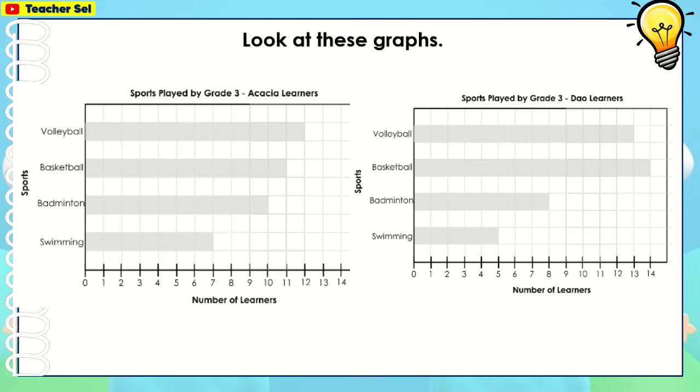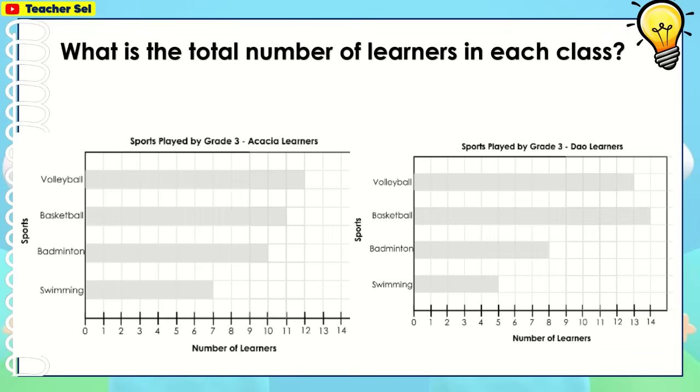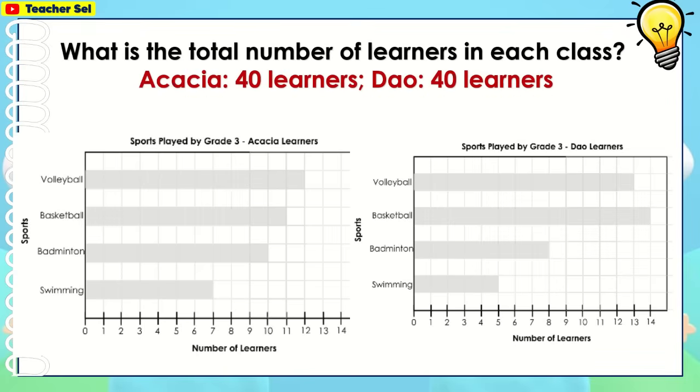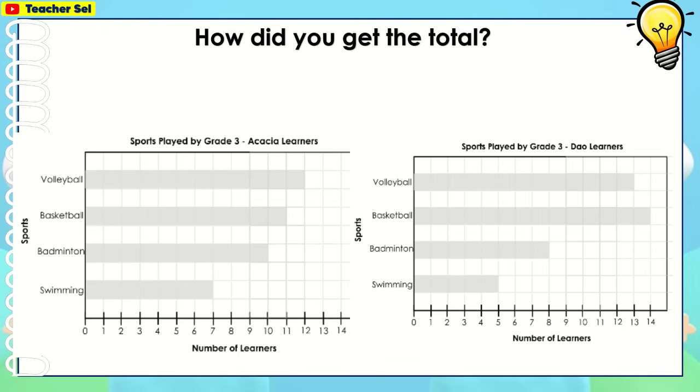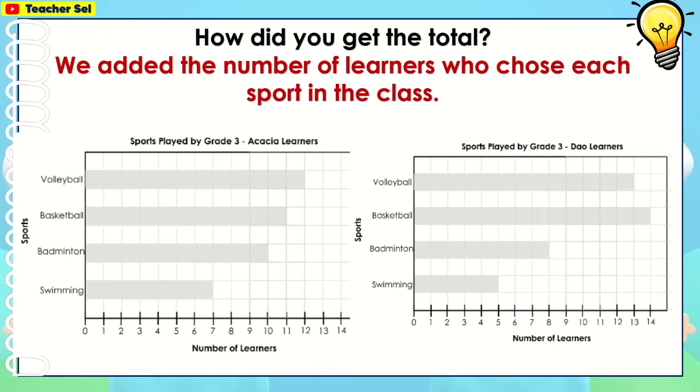Look at these graphs. What is the total number of learners in each class? Akasha 40 learners, Dow 40 learners. How did you get the total? We added the number of learners who chose each sport in the class.